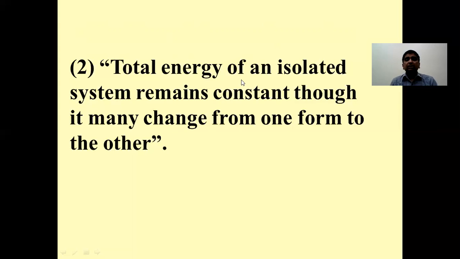Now, what is an isolated system? This we have seen previously. An isolated system is a system which can neither exchange energy nor matter with its surrounding. That is called an isolated system. So, according to the second statement of the first law of thermodynamics, we can see that total energy of an isolated system remains constant, though it may change from one form to another.